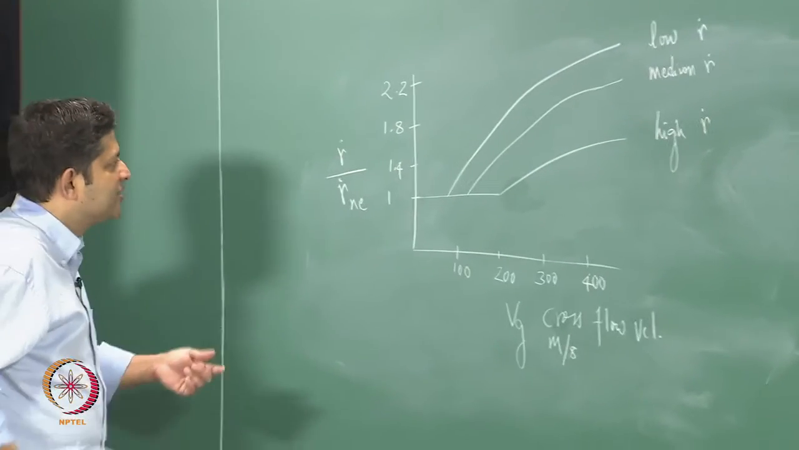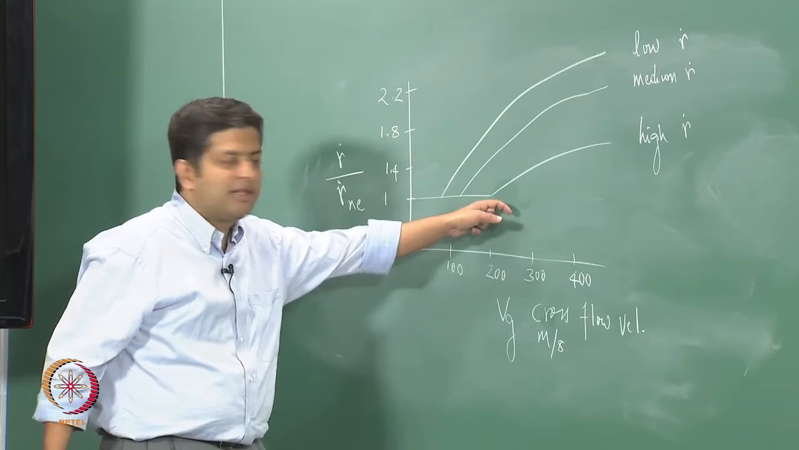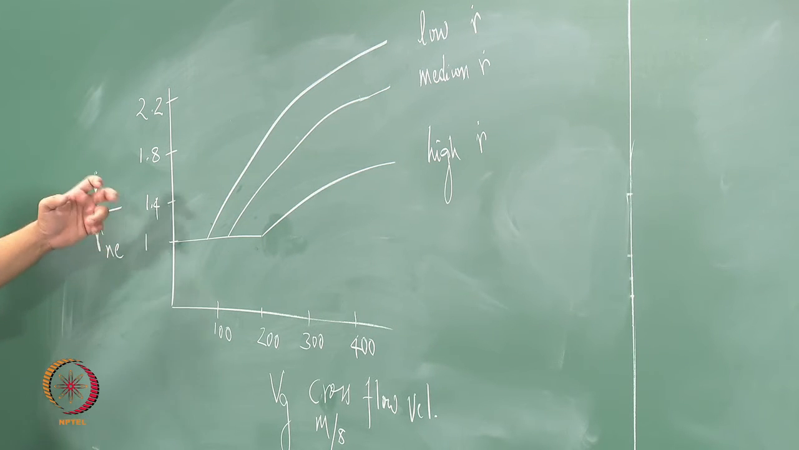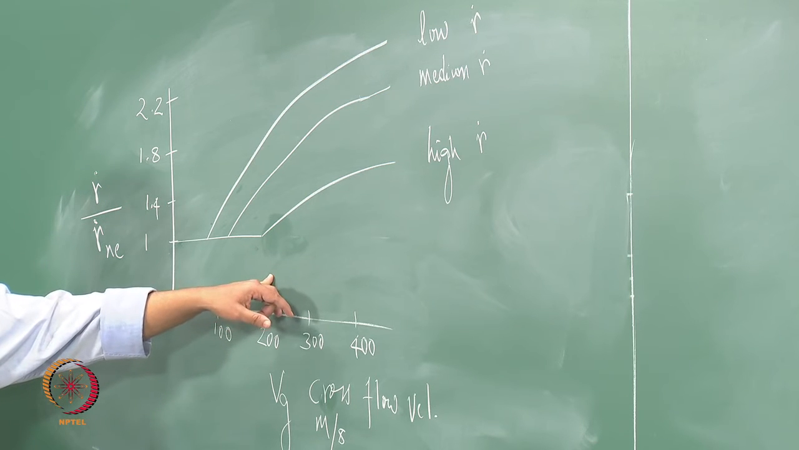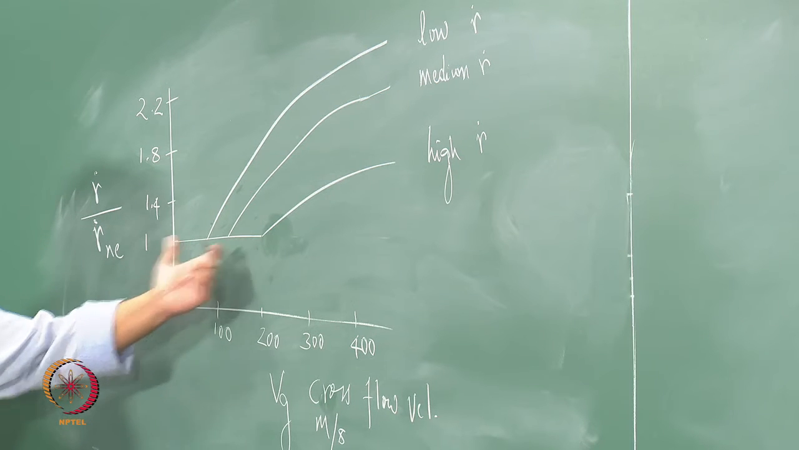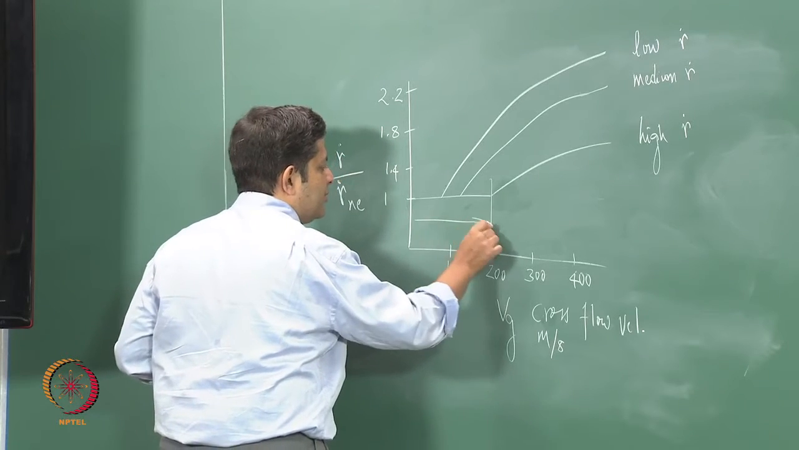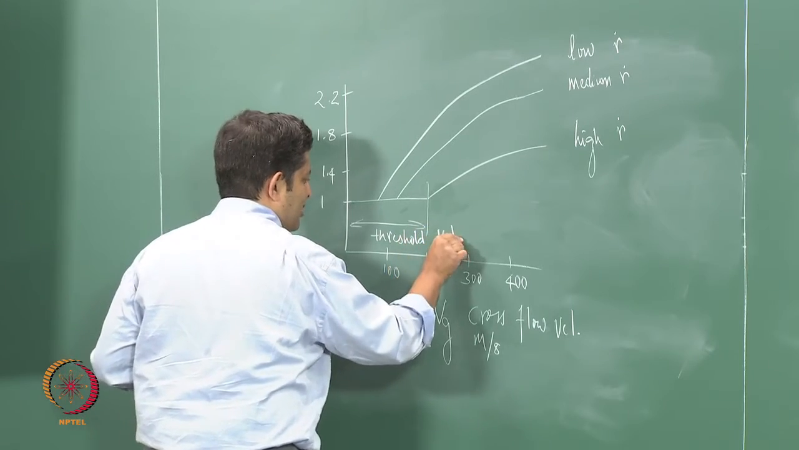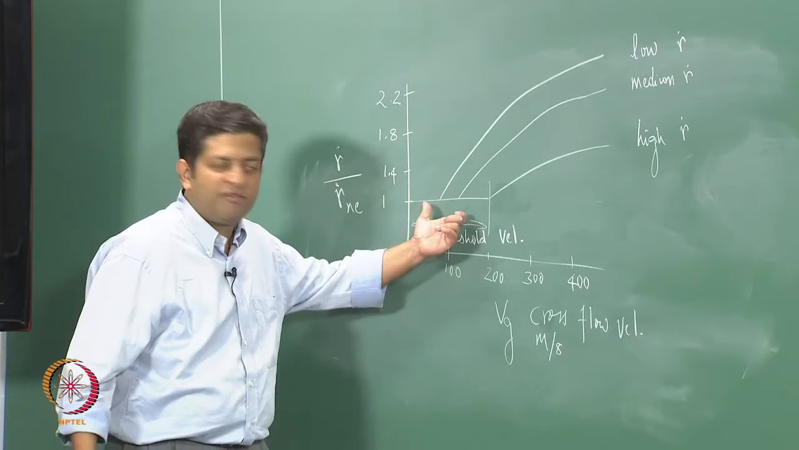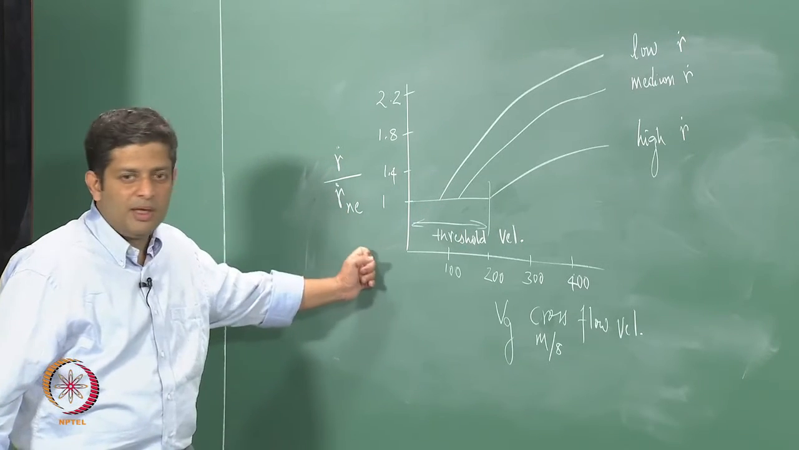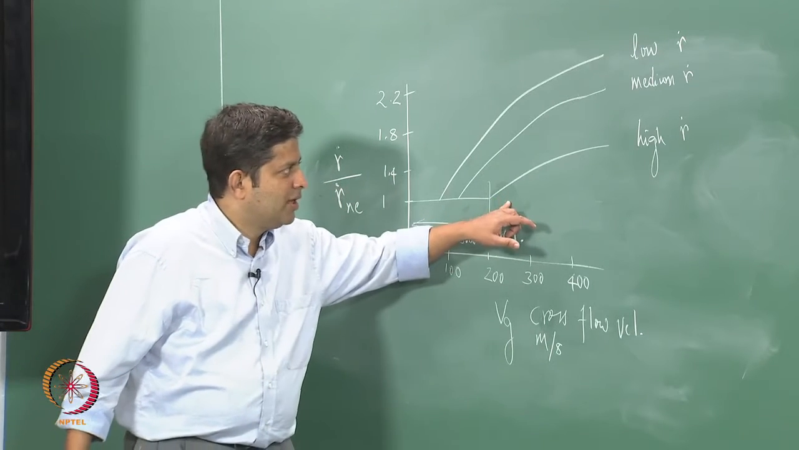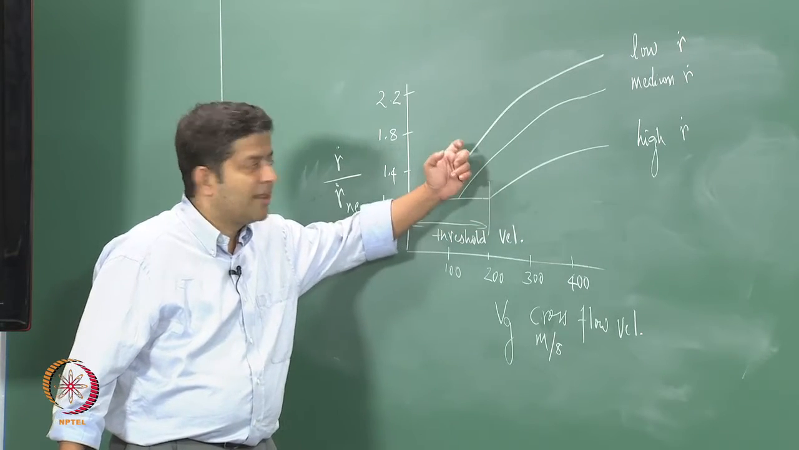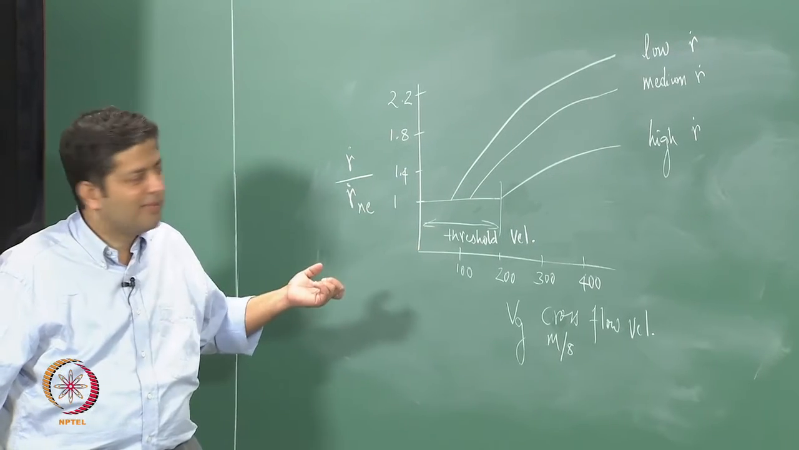We have three cases here: high burn rate propellant, indicated by this line, low burn rate indicated by this line, and medium burn rate. As you can see, the high burn rate propellant is least affected by erosive burning, and there is a velocity up to which, known as the threshold velocity, erosive burning effects are not felt at all. It shows 1 as the number for this ratio, and beyond it the erosive burning effects kick in. The high burn rate propellants are the least affected by erosive burning, and the low burn rate propellants are the most affected.